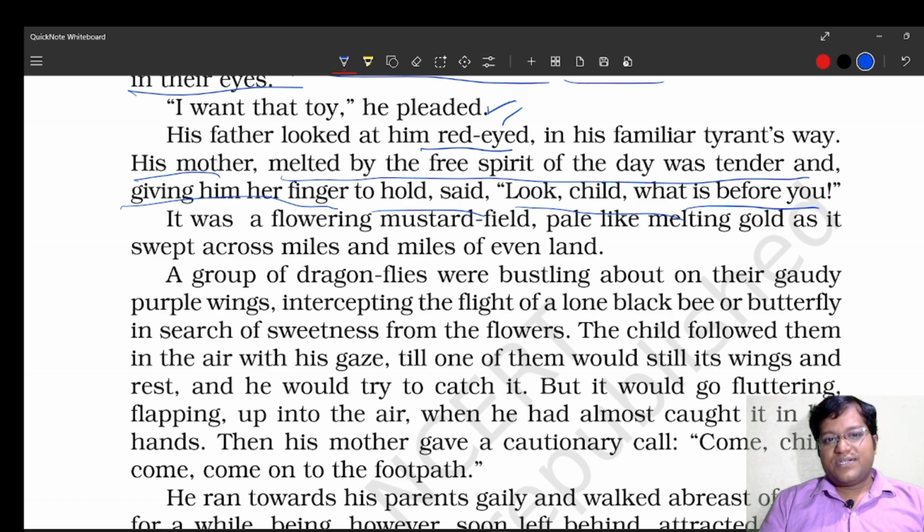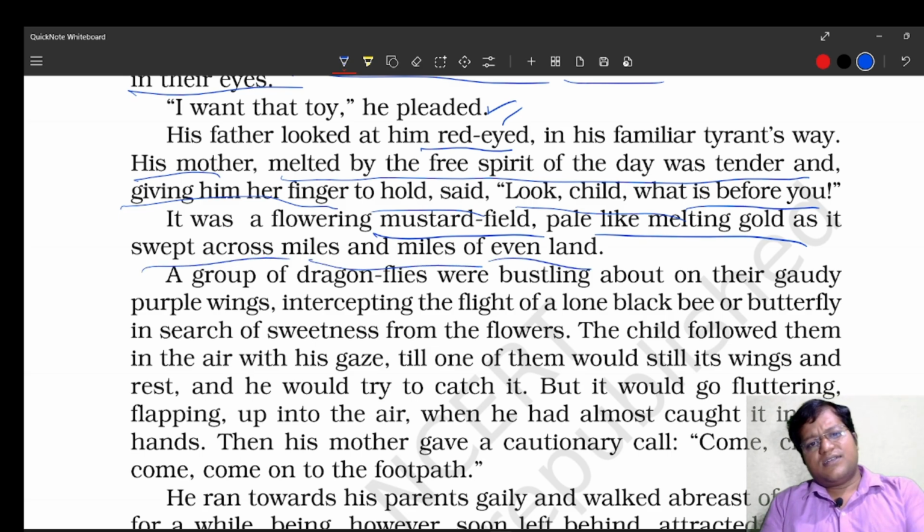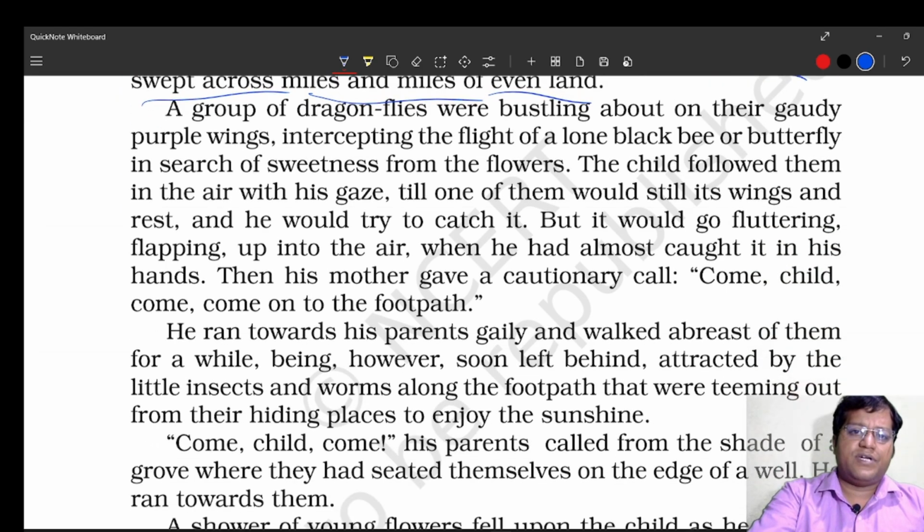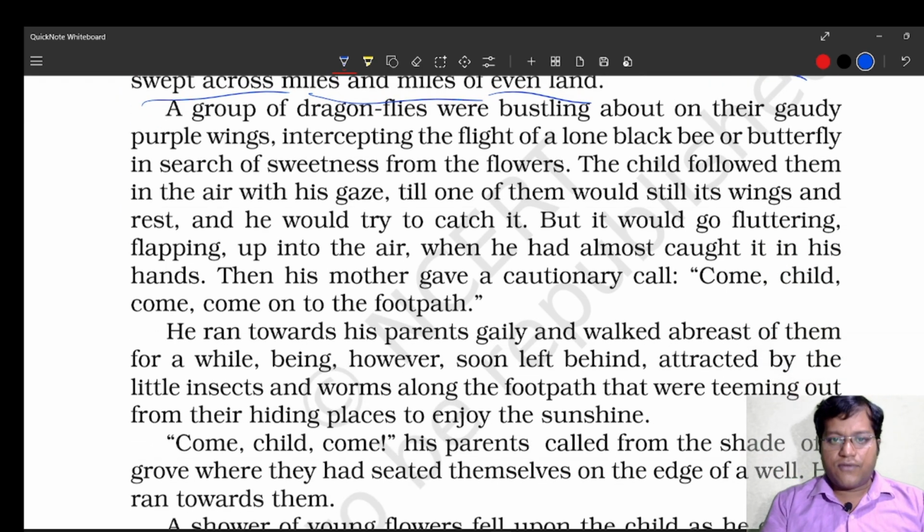So he told the boy to come forward. He said, there is something special to look forward to. It was a flowering mustard field, pale like a melting pot. The color of the mustard field is like the melting pot. Because of these flowers, it is yellowish in color as it swept across miles and miles of even land. So there are miles and miles of this mustard field, full of yellow flowers.